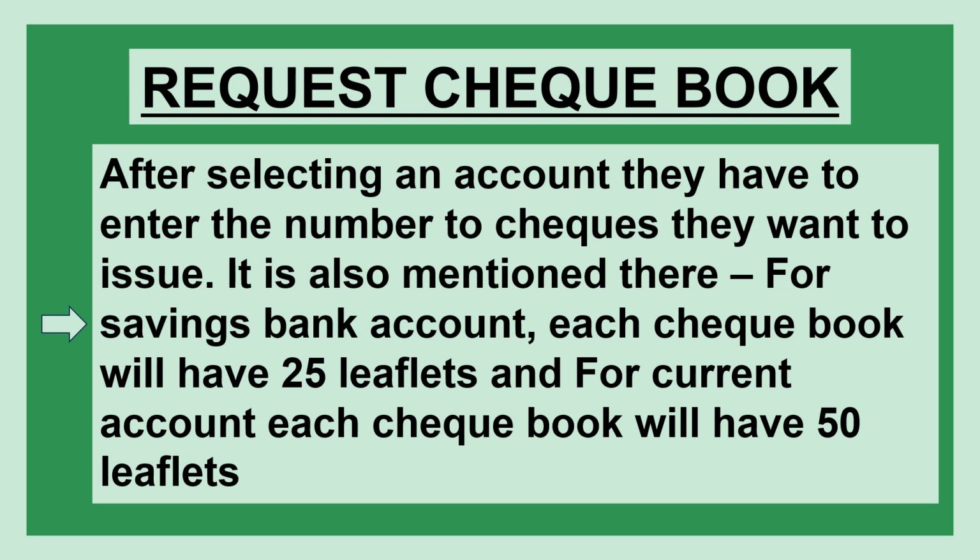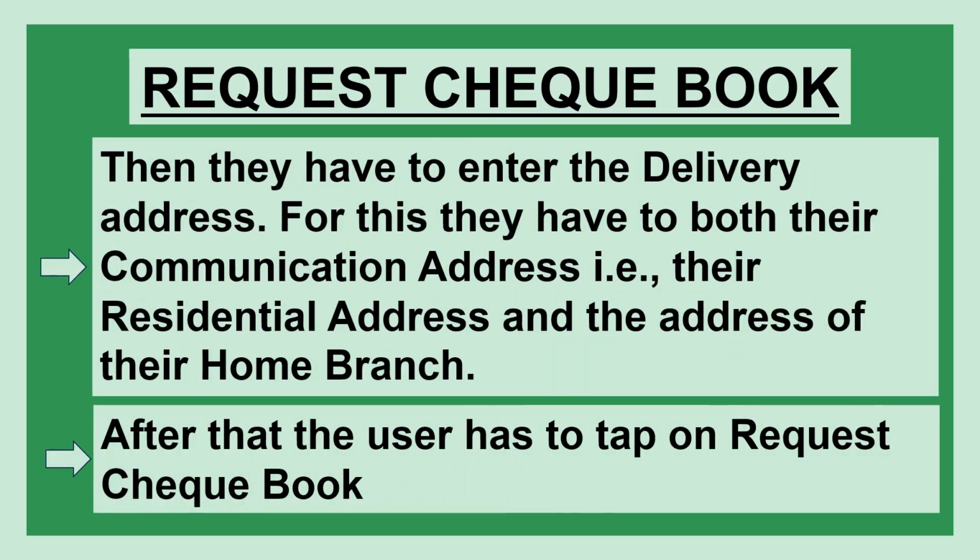It is also mentioned there that for a savings bank account, each checkbook will have 25 leaflets, and for a current account, each checkbook will have 50 leaflets. Then they have to enter the delivery address. For this, they have to choose both their communication address, that is their residential address, and the address of their home branch. After that, the user has to tap on request checkbook.